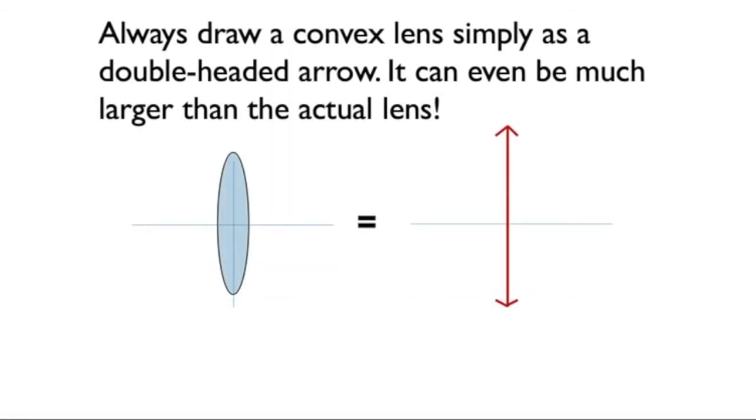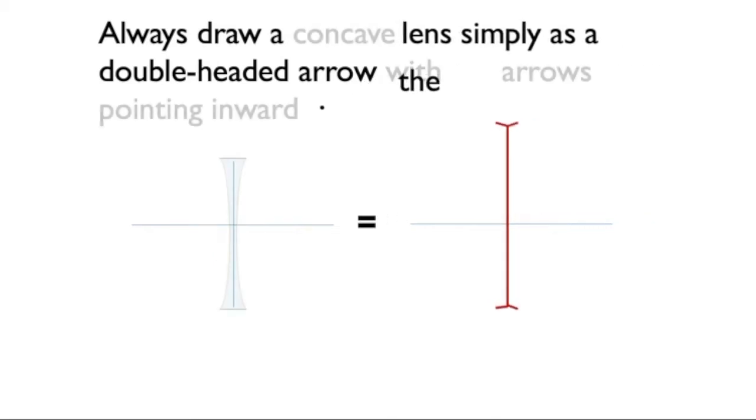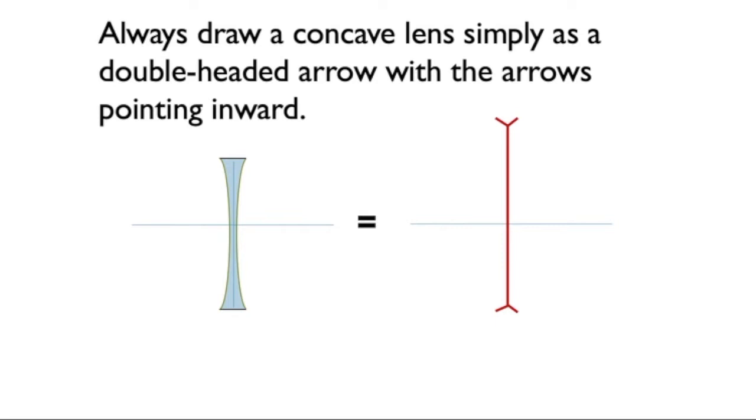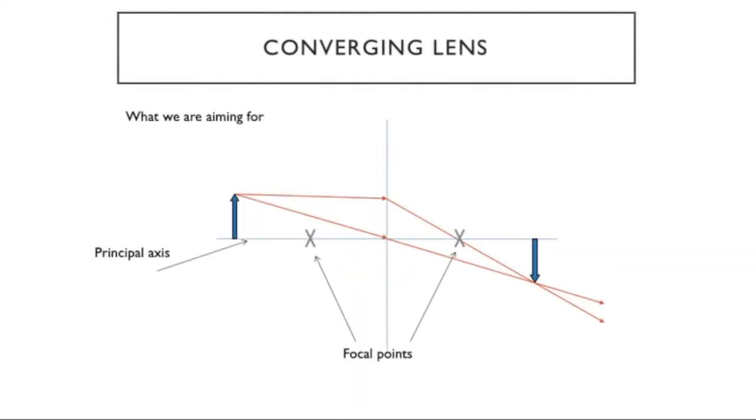When you're drawing a convex lens, this is what you should do. You should always draw it like this with a sort of double-headed arrow. In physics, we tend to not draw fancy drawings. We tend to draw diagrams to make sure that we're always communicating about the same things. And this is the diagram for a convex lens. For a concave lens, this is what we would draw: a double-headed arrow, but the arrow is pointing inwards this time. So now we know how to draw the lenses.